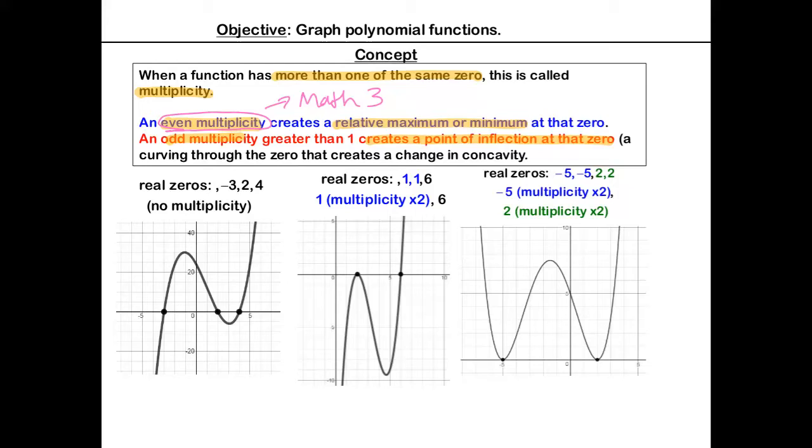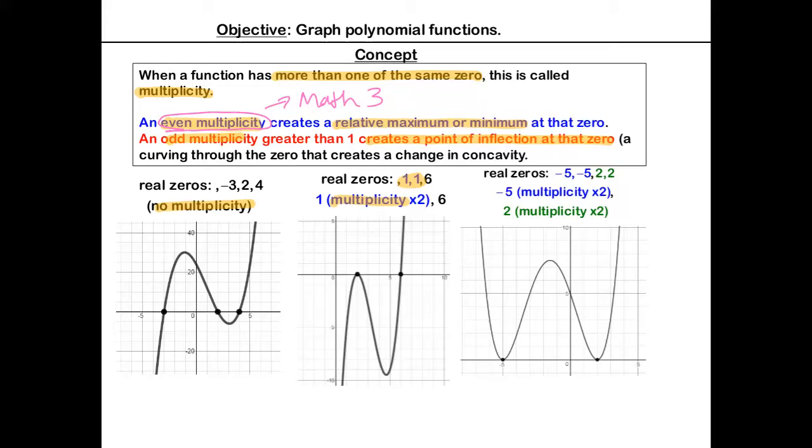All right, so then we have different examples. If you notice here for the first example, there's no multiplicity because I only have one of each zero. So at each of the zeros, we're going to cross the x-axis. However, when we start to look at something like this, the multiplicity just means you have two of the same zeros. So two ones, so one has multiplicity times two.